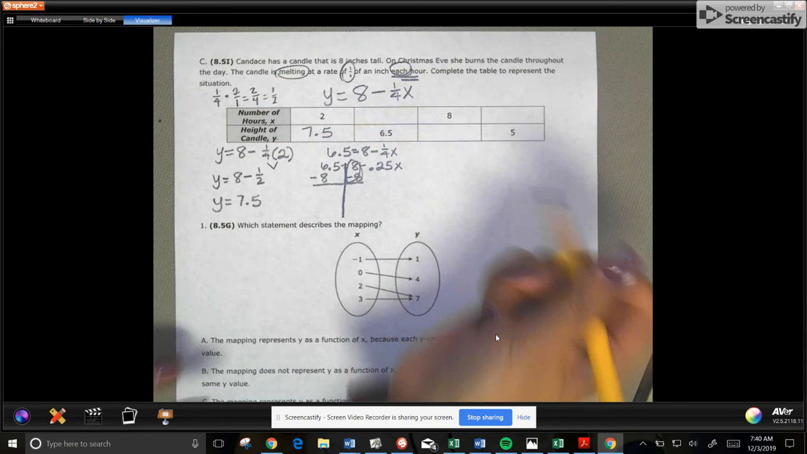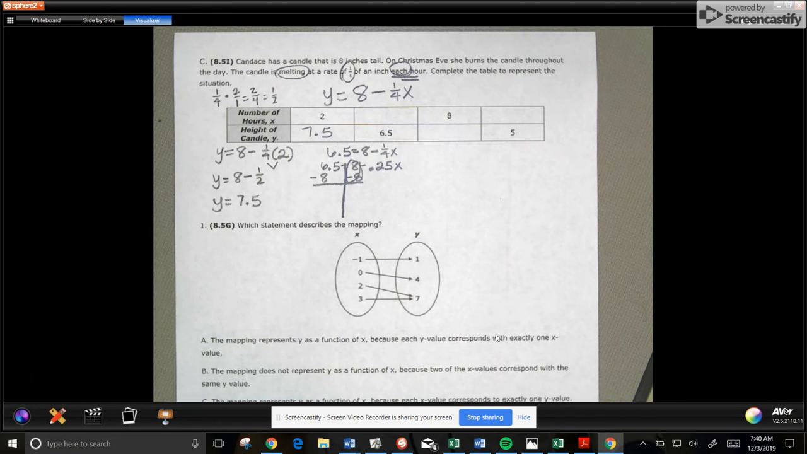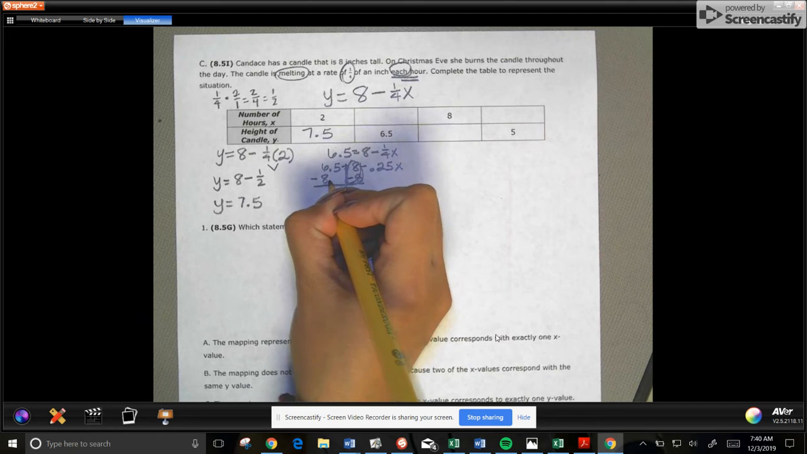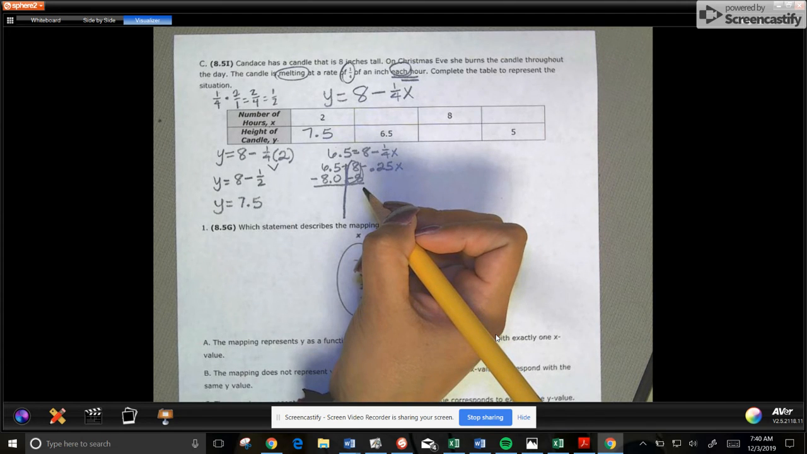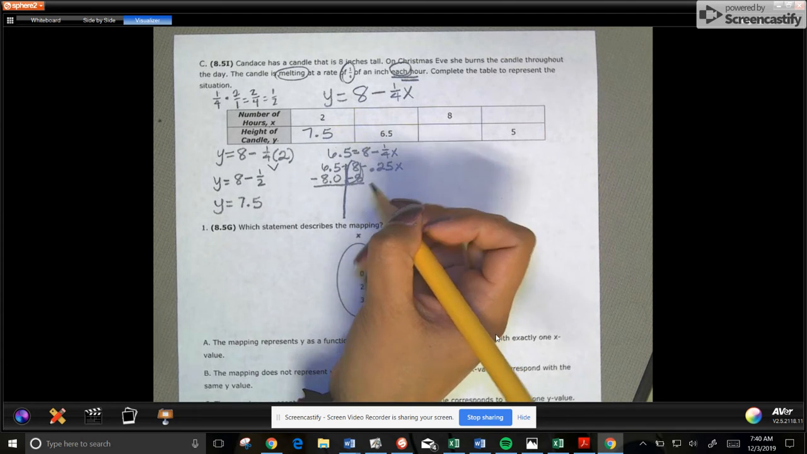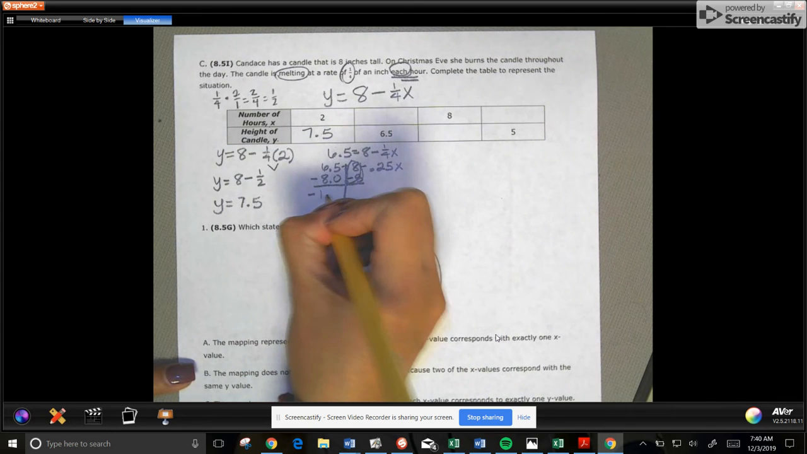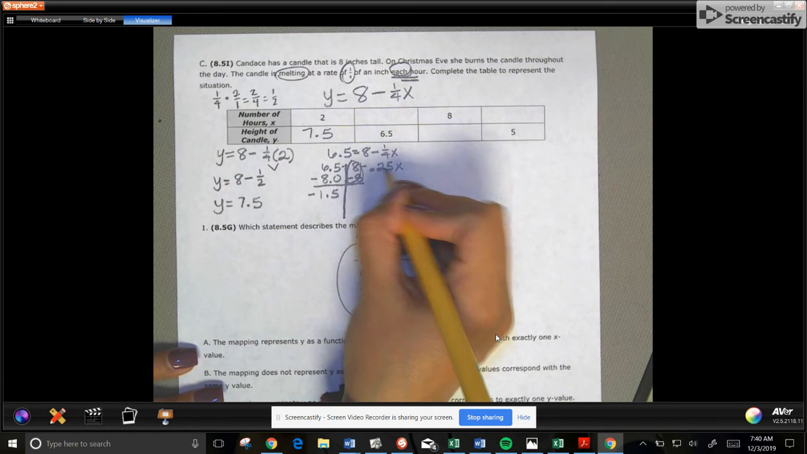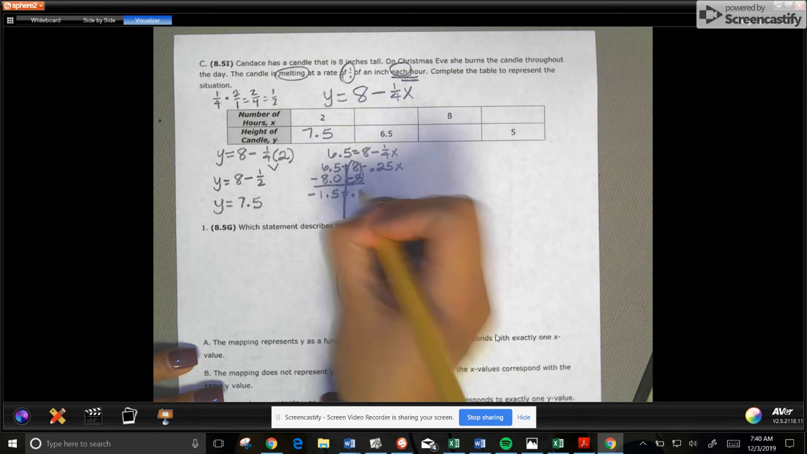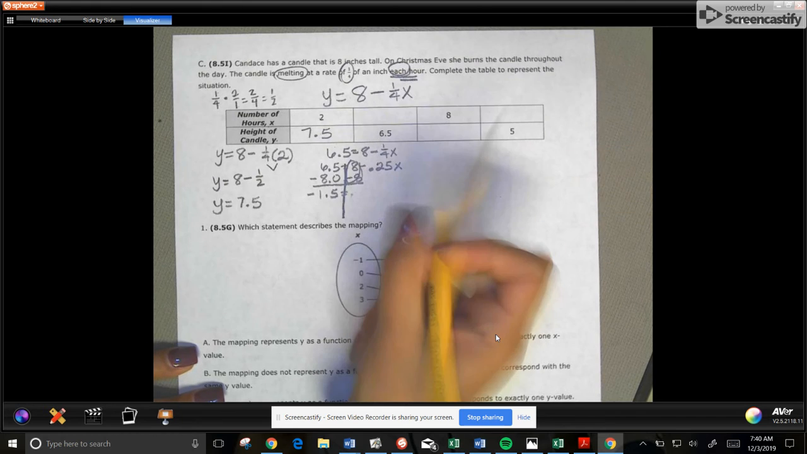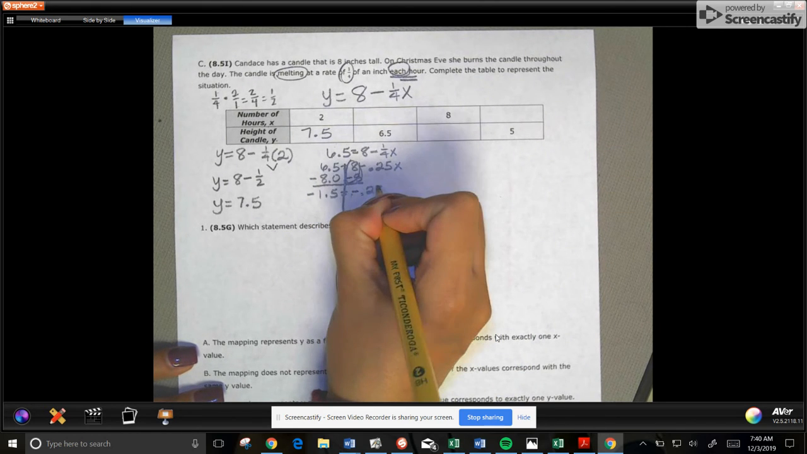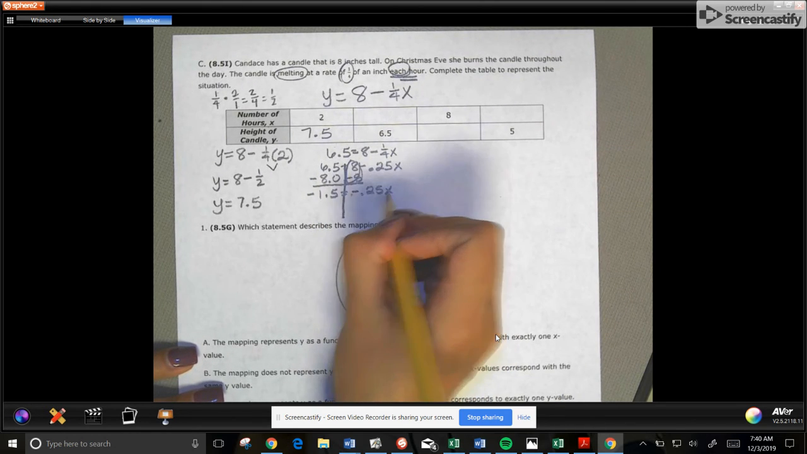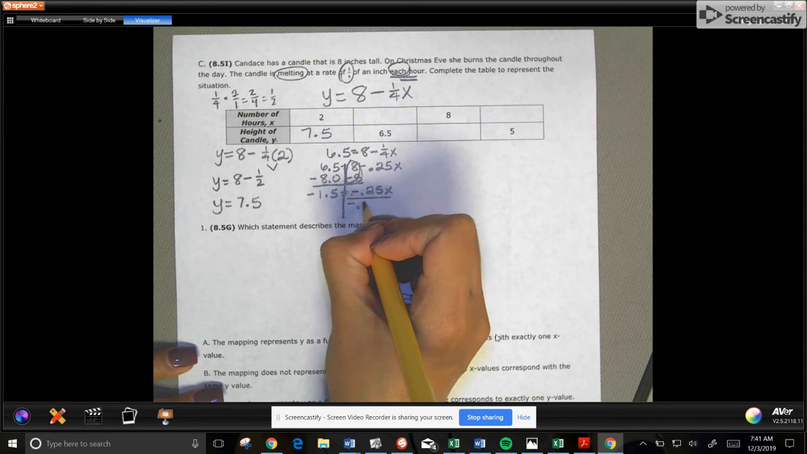So I have 6.5 minus 8. And when I do that subtraction, 6.5 minus 8 is going to give me a negative 1.5. Now I still have a negative 0.25x on the other side. And now I'm down to a one-step equation. So these are multiplying together, I'm going to divide.